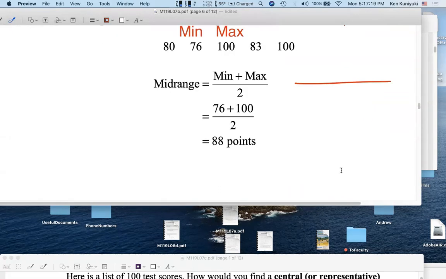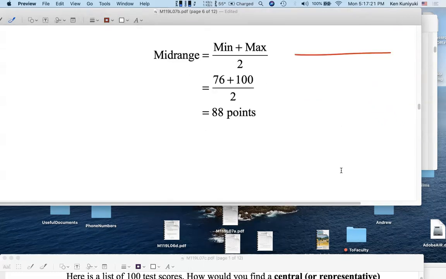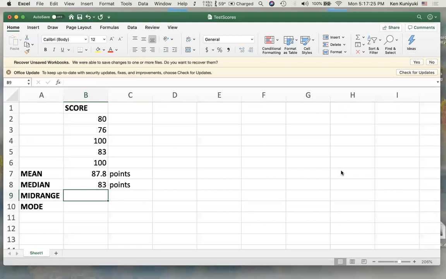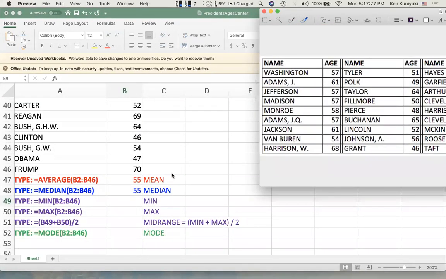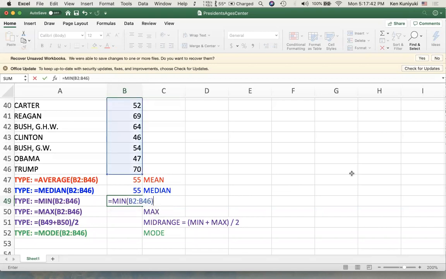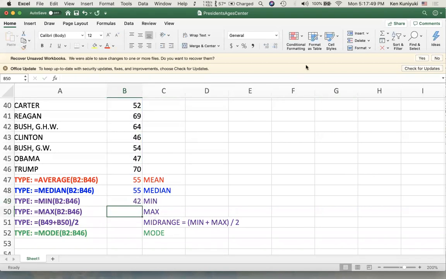All right. And you can find this using Excel. Let's go straight to the president's data set. Okay, so we found the average, the median. All right, let's find the mid-range. Okay. Well, we might be curious, what's the min age? I have the instructions on the left. I'll type this in. Min, B2:B46, or swipe your mouse and shade in the data values you care about. Okay, the min is 42.